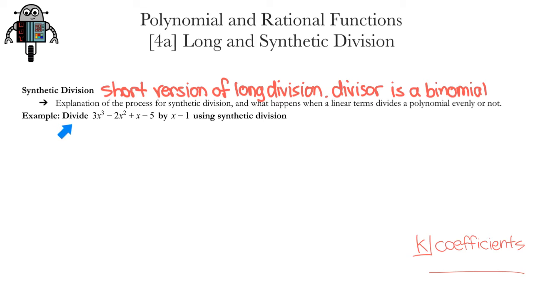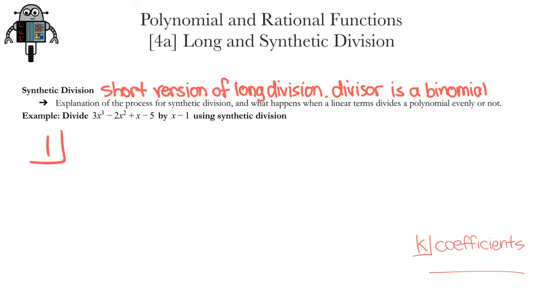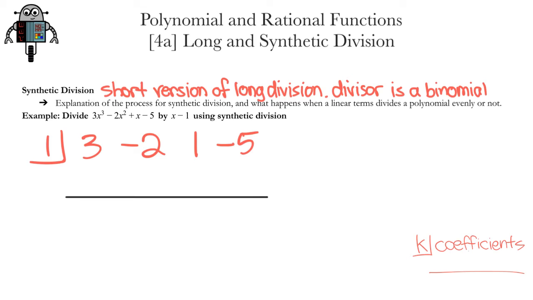So let's divide 3x cubed minus 2x squared plus x minus 5 by x minus 1. Since x minus 1 is in the form of x minus k, 1 goes in the box. The next thing we'll do is write the coefficients of the polynomial horizontally. 3, negative 2, 1, and negative 5. Just like in long division, if there are any missing terms, such as x squared or x, then we would write a 0 as a placeholder.